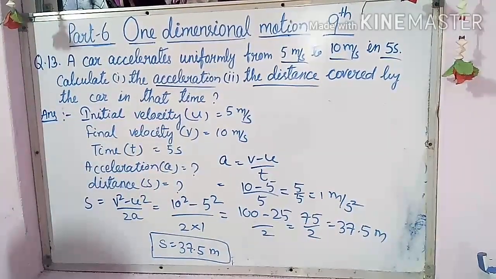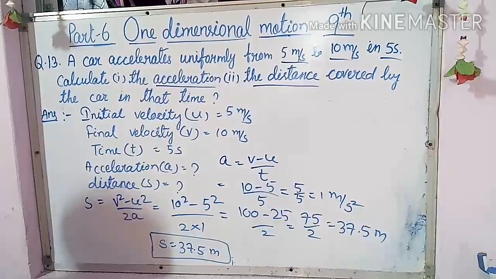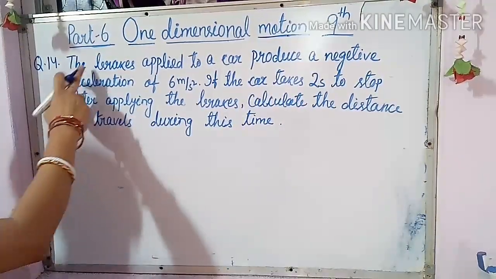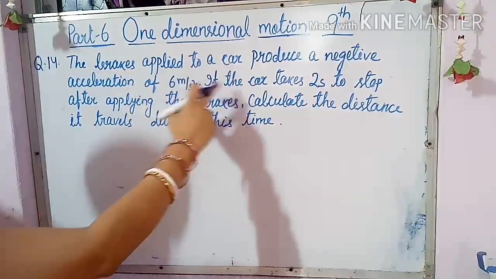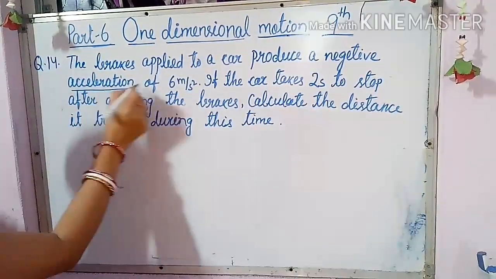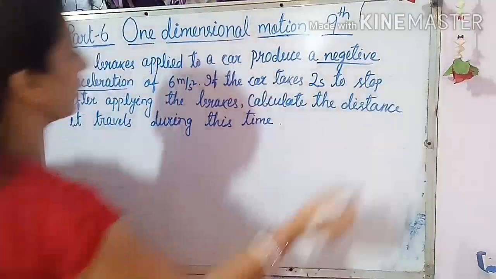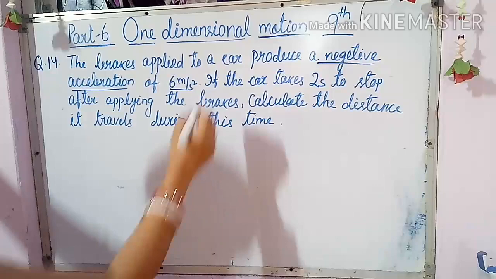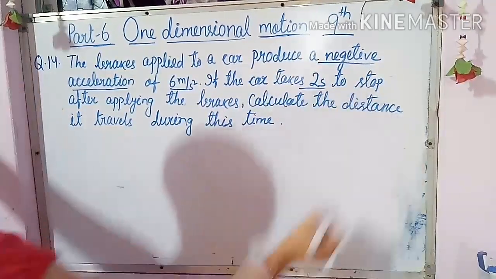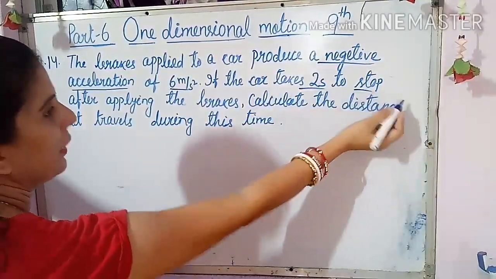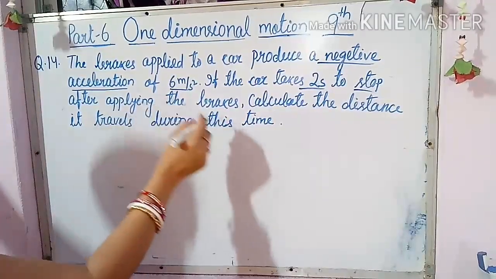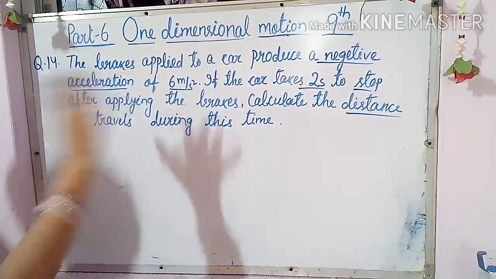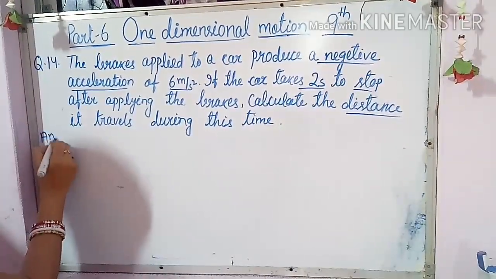Understood children? Now you copy it in your fair note. Now go to the next question. Now children, see the next question. The brakes applied to a car produce a negative acceleration. Here also acceleration is negative, of 6 meter per second square, which means you have to put a negative sign. If the car takes 2 seconds, which is just time, to stop, which means final velocity is 0, after applying the brakes, calculate the distance, which means S you have to calculate. That much only.